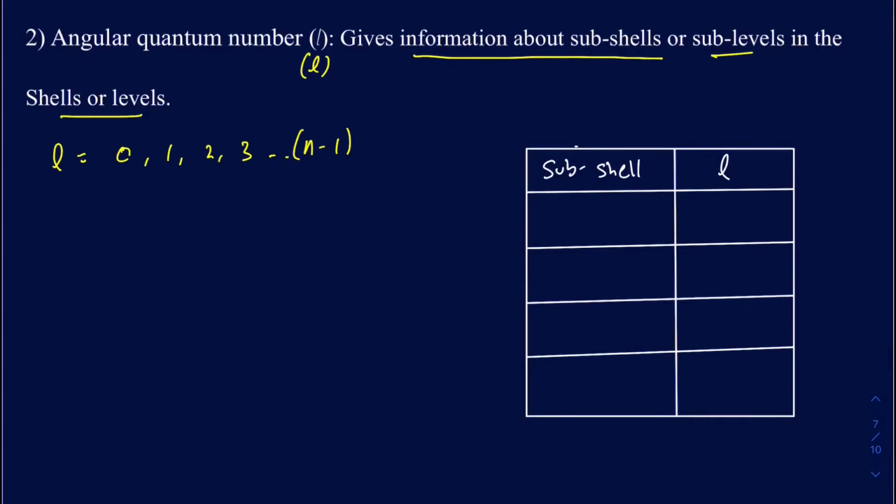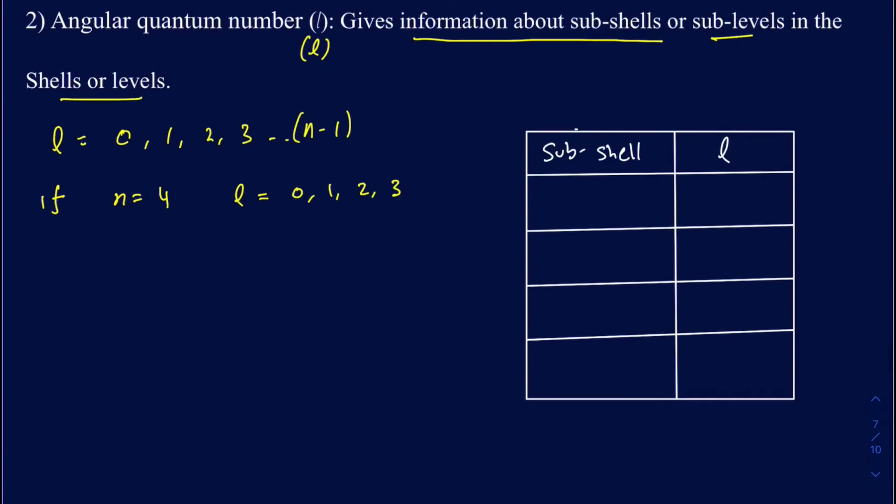So for example, if my n is 4, then the possible l values could be 0, 1, 2, and 3. It cannot be 4, and it cannot be more than 4. So that's the most important thing in here. If suppose my value of n is 1, then the value of l is only going to be 0. I cannot have 1 for the value of l, and I cannot have more than 1 for the value of l in this particular case.